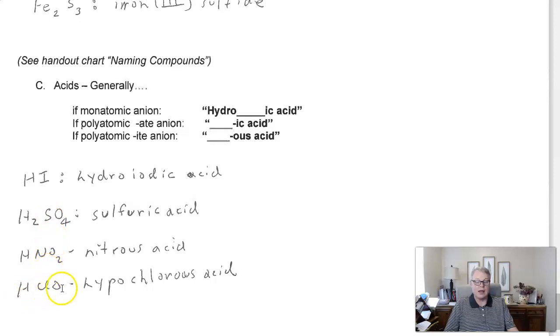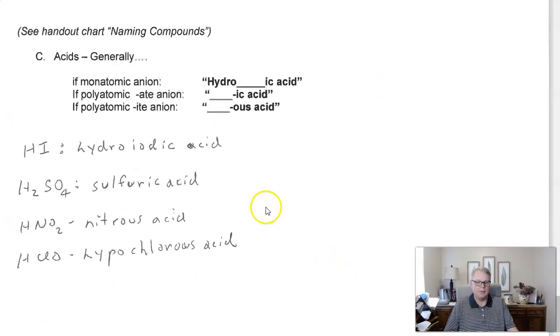What about HClO? Well, remember this ClO is what? It's a hypochlorite polyatomic ion. So this is hypochlorous acid. Hypochlorous acid. And that's how you name acids. Make sense? Hydro if it's a monatomic, no hydro if it's polyatomic ions. Follow that pattern, you should be okay.